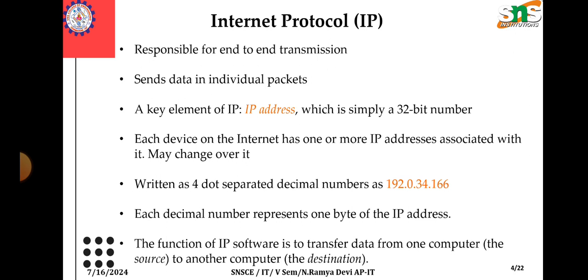A key element of IP is the IP address, which is a 32-bit number. Each device on the internet has one or more IP addresses associated with it, and it can also change over time. The IP address is written in decimal numbers separated by 4 dots. For example, 192.0.34.166. Each decimal number represents 1 byte of the IP address. The function of IP software is to transfer data from one computer to another computer.